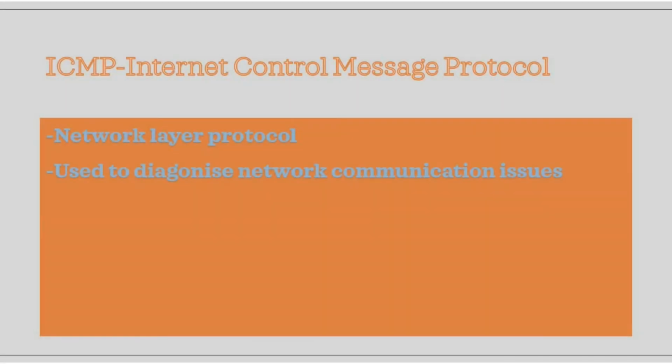ICMP. ICMP stands for Internet Control Message Protocol. Internet Control Message Protocol is a network layer protocol used by network devices to diagnose network communication issues. It is mainly used to determine whether or not data is reaching its intended destination in a timely manner. The commonly used ICMP protocol is used on network devices such as routers.